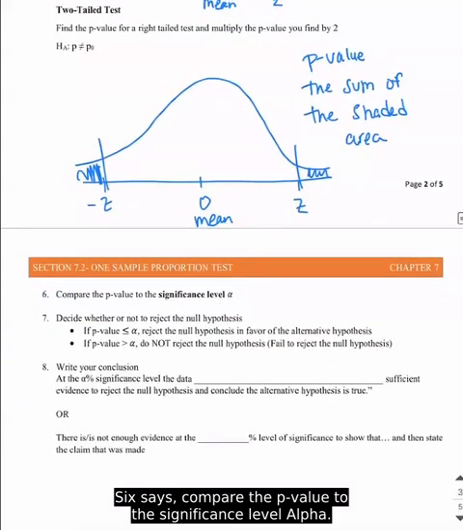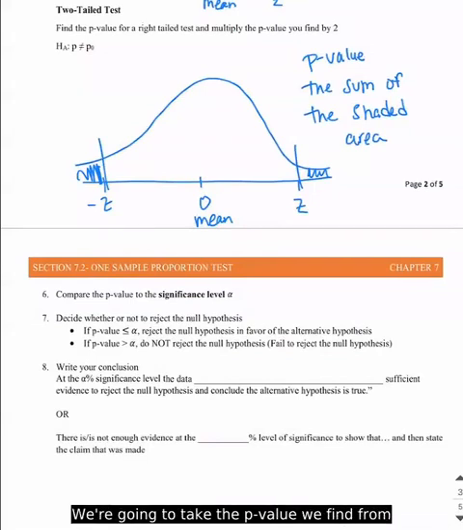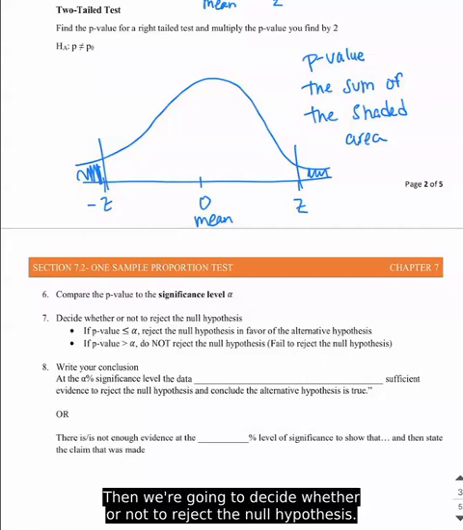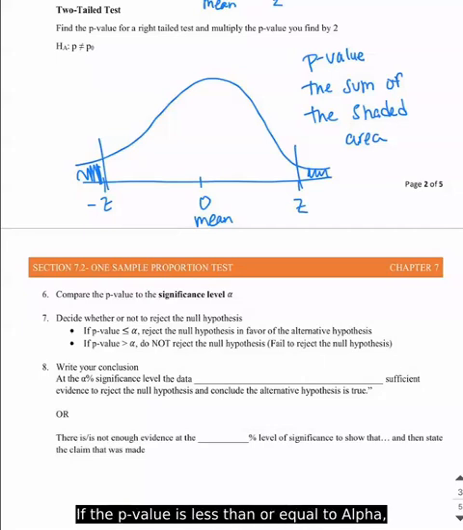So step 6 says compare the p-value to the significance level alpha. So we're going to take the p-value we find from our actual data and compare it to alpha. Then we're going to decide whether or not to reject the null hypothesis. If the p-value is less than or equal to alpha, we reject the null hypothesis. If the p-value is greater than alpha, we do not reject the null hypothesis. And then we write a conclusion.